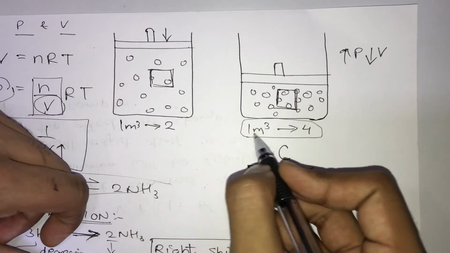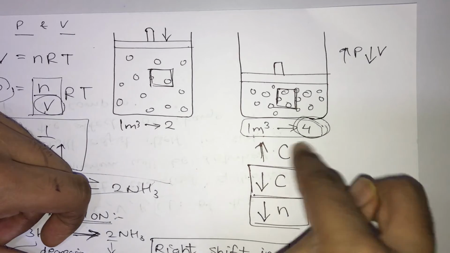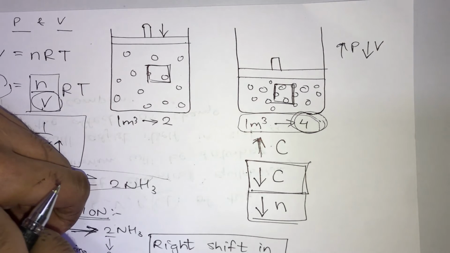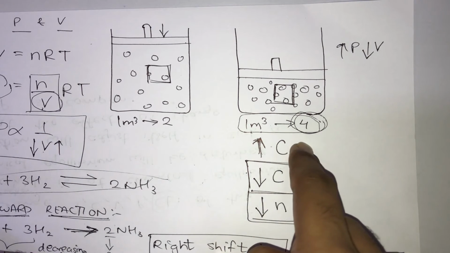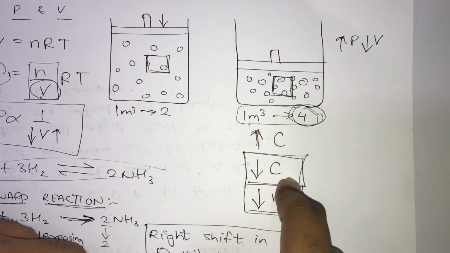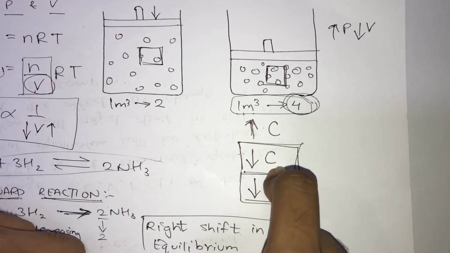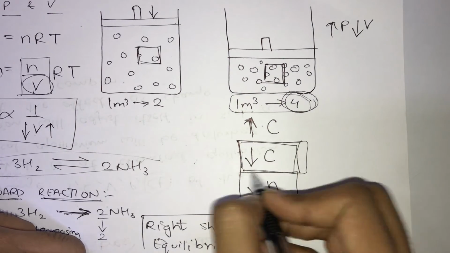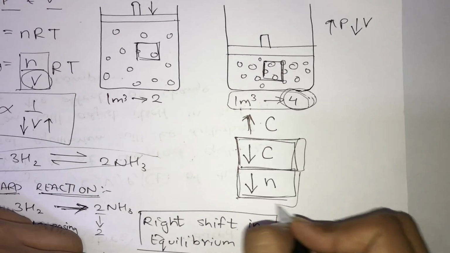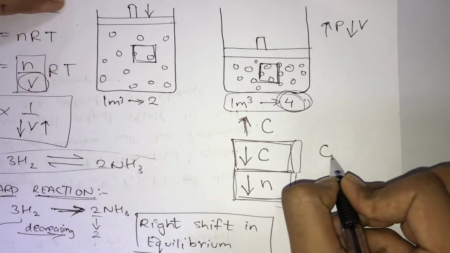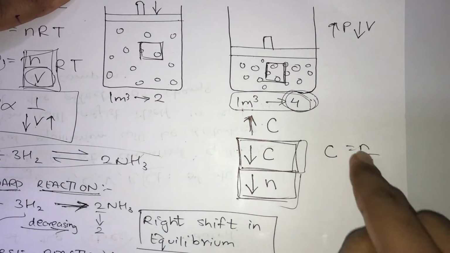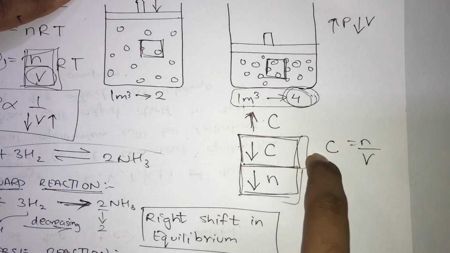Now since in 1 meter cube here I am having a greater number of moles, it is obvious that the concentration has increased over here. And since I have increased the concentration, what is going to happen? The reaction will try to decrease the concentration. How can it decrease the concentration? By decreasing the number of moles. Why? Because the formula for C is nothing but n upon V. So if you decrease the value of n, the value of C is also going to decrease.